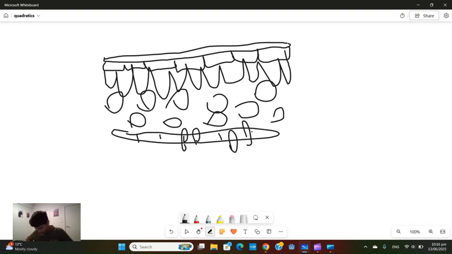So now it's time for some explanation. The most important are the palisade cells, palisade mesophyll to be specific. Now the purpose of these is to collect the sunlight. They have the highest amount of chloroplasts so that they can collect it.